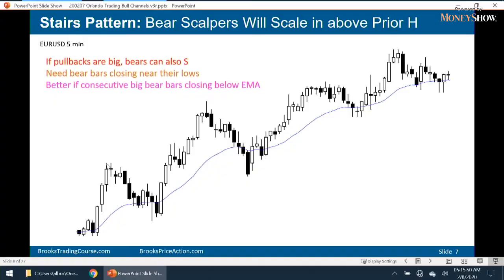So if the pullbacks are relatively big, the bears can sell. They're not looking for a trend. They're not looking for a swing. They're looking for a scalp.